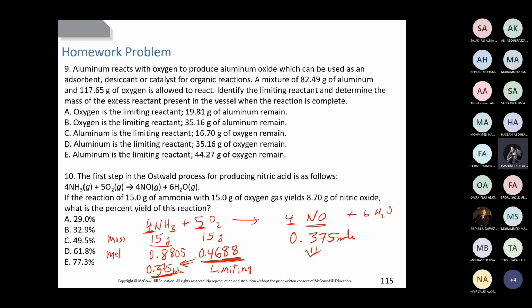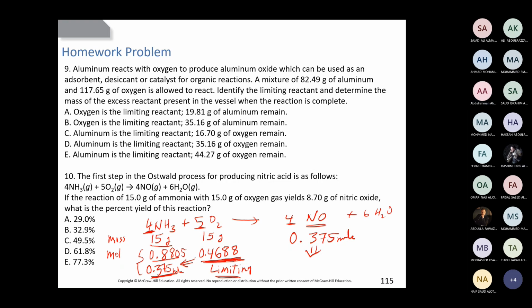Doctor, why didn't we say 0.8805, since it's the same moles? But this is the limiting reactant. We don't do the calculations on this excess one. This is the rest. The difference between these two is excess and will not be used.